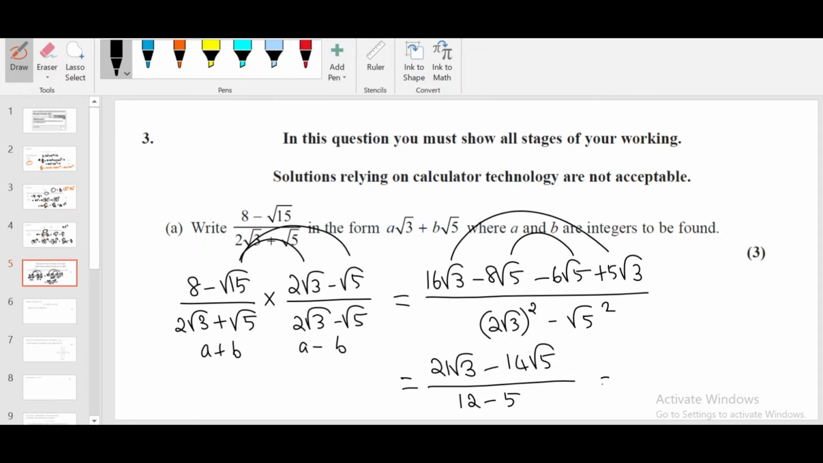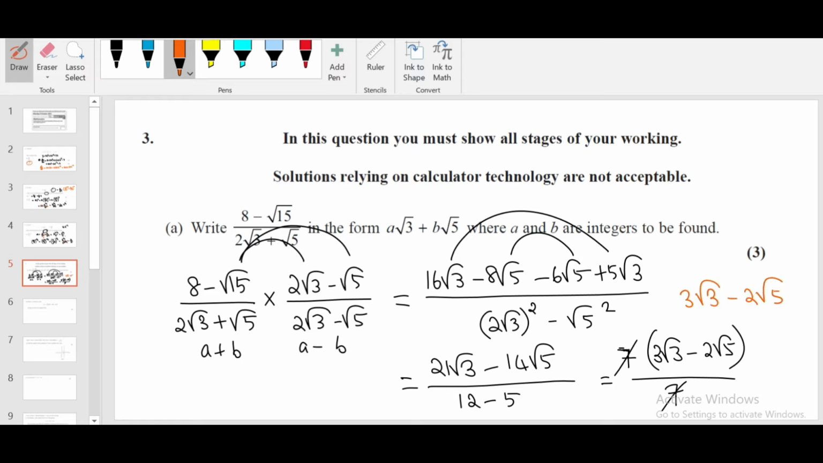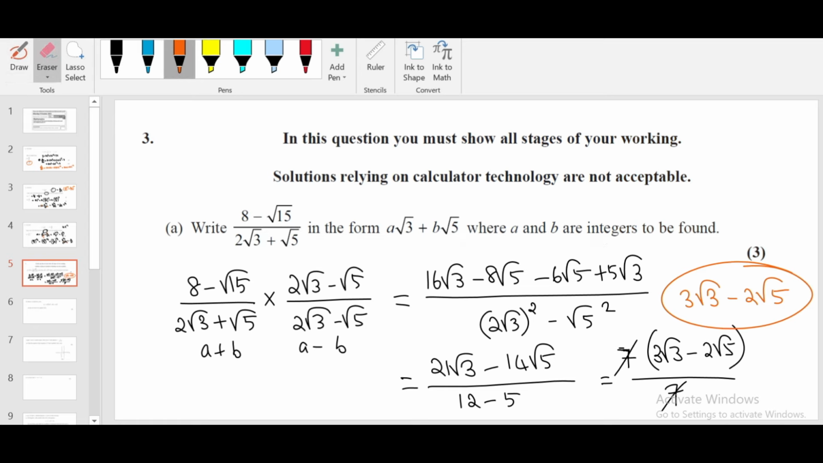So take 7 as a common factor. You will get 3 root 3 minus 2 root 5 divided by 7. You can cancel this. So the answer is 3 root 3 minus 2 root 5. That's the answer. After this step, you better show the multiplication if you don't want to lose any mark.